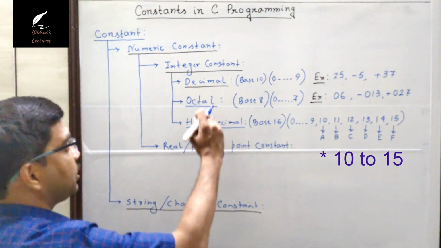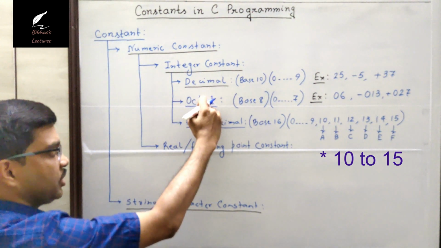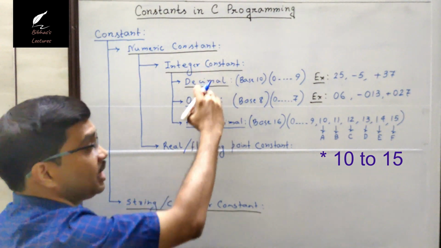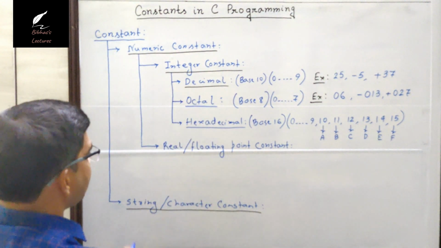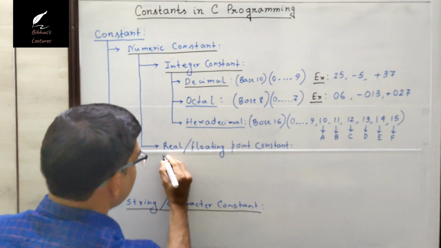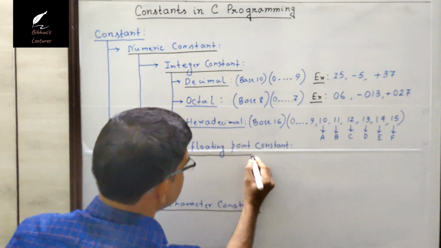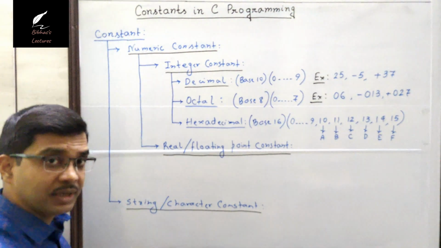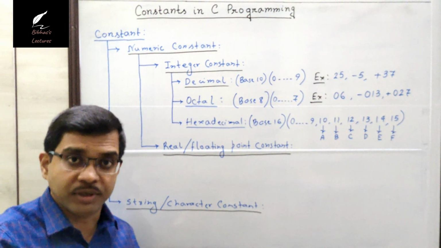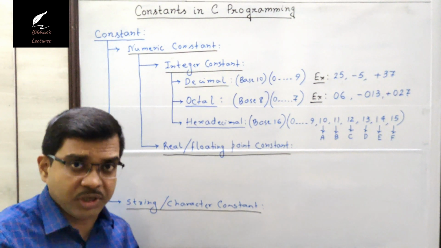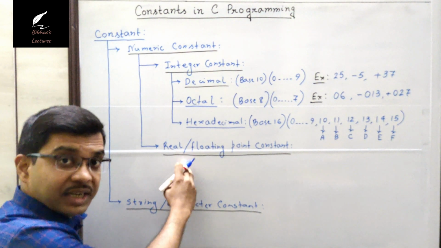Okay, so all these three, decimal number system, octal number system and hexadecimal number system, fall under the integer constant category. Now the other type of numeric constant is real or floating point constant. Now what is a real number? A real number is any signed or unsigned number with a fractional part. So if any number has a fractional part, then this number is a real number.